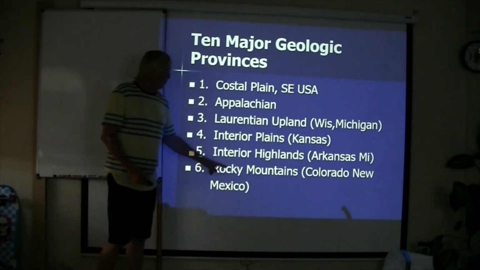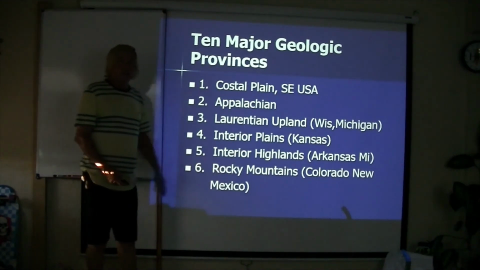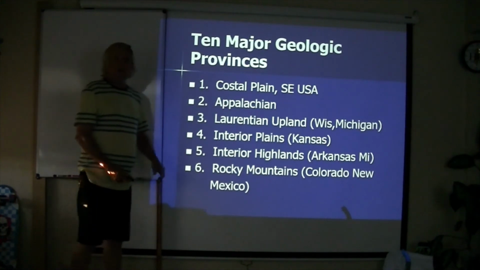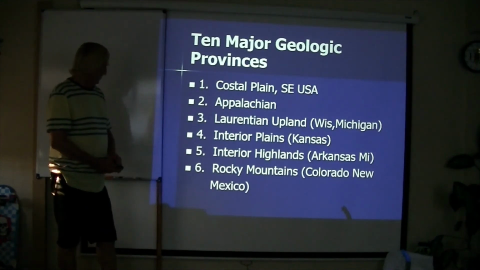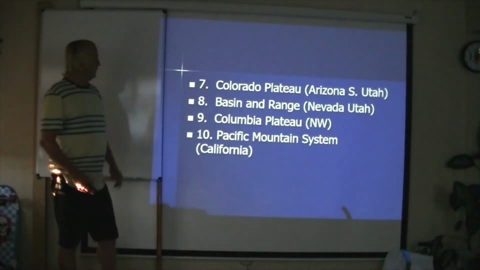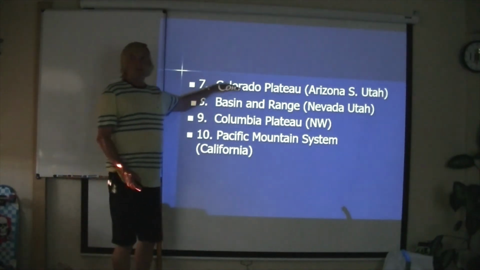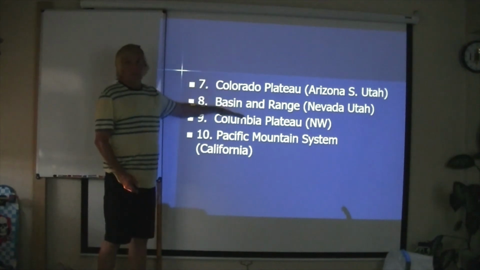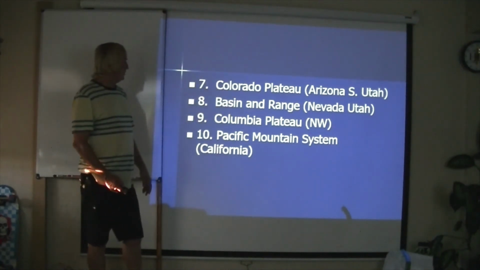The Rocky Mountains are pretty young. They started forming about 70 million years ago. So in relation, 70 million years to 300 million years, it's a pretty young mountain range. Then we'll look at the Colorado Plateau. This is where the Grand Canyon is situated. The Grand Canyon has cut down through this plateau of rocks, exposing those rocks.